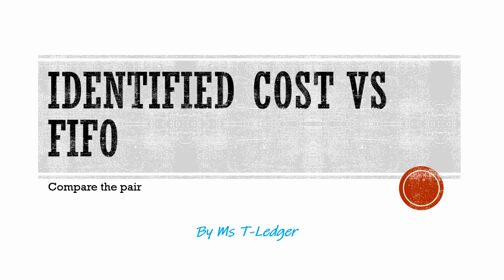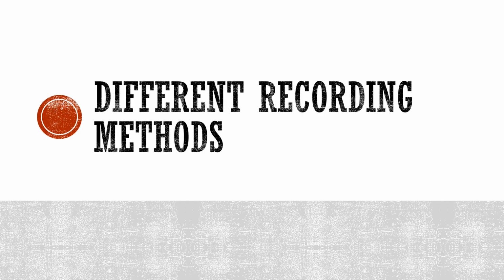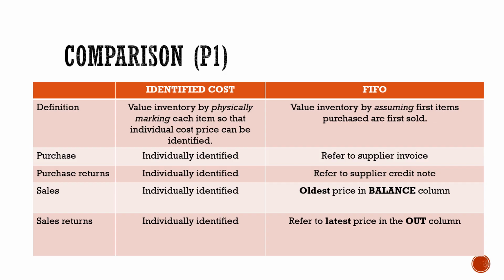In this video, we're going to do a comparison between the identified costs method versus the FIFO method. So remember, with the identified cost method, we value inventory by physically marking each item so that individual cost prices can be identified. Whereas with FIFO method, we value inventory by assuming first items purchased are first sold.